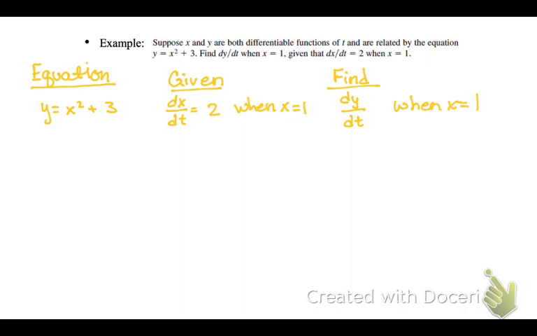So if they want me to find dy dt, that means I have to take the derivative of the equation. And if I take the derivative of the left, I have to take it of the right. So you take d dt of y and d dt of x squared plus 3. So d dt of y would just be dy dt, wouldn't it? Because it'd be 1 in front. The derivative of y would be 1. This is why we did this on Friday.